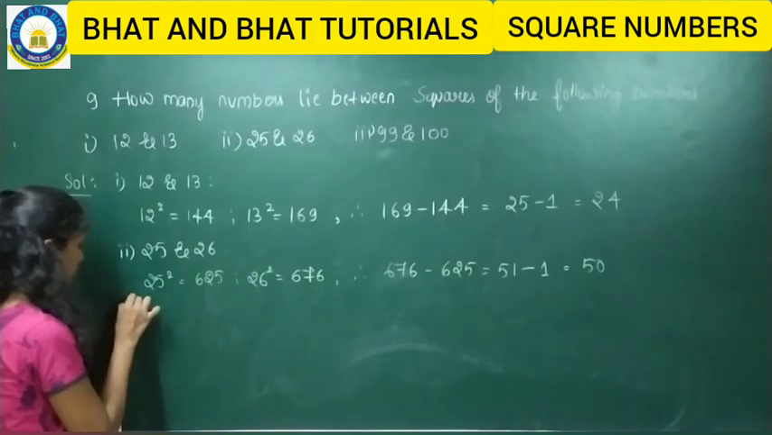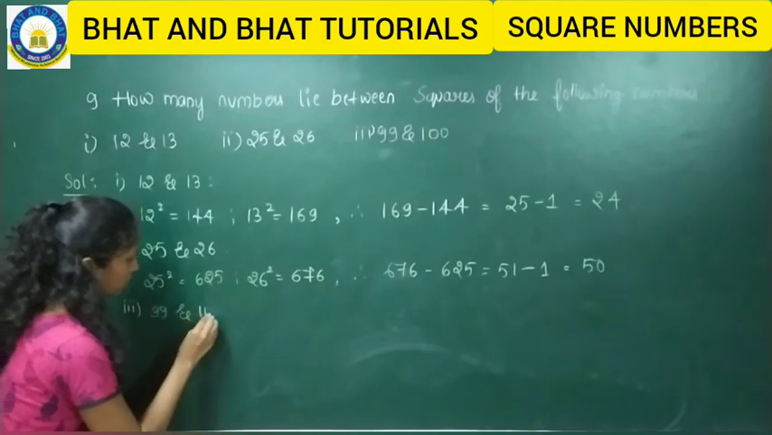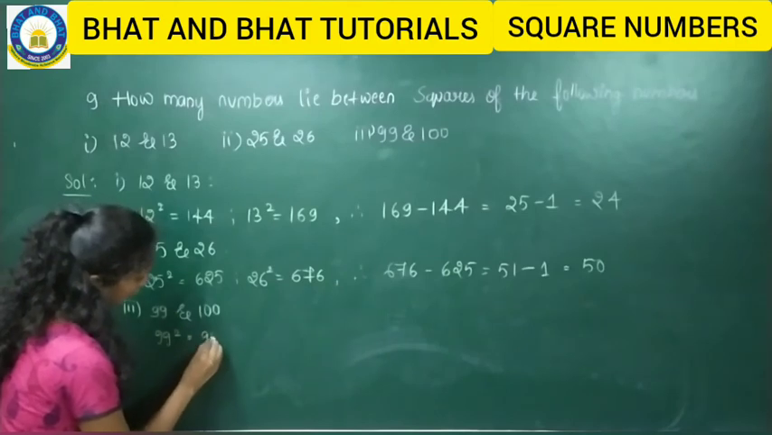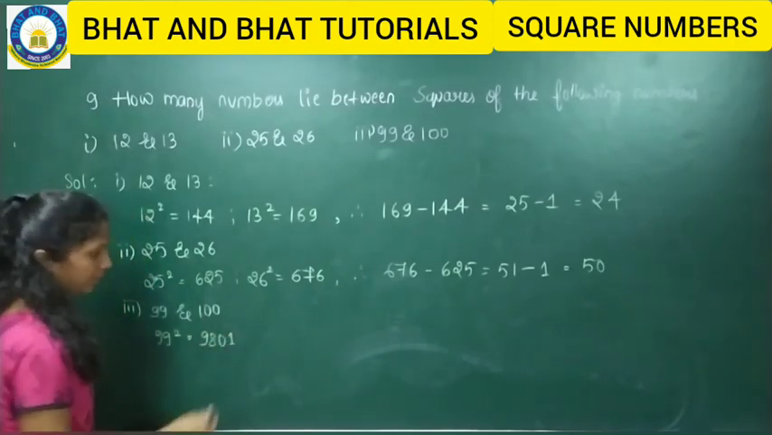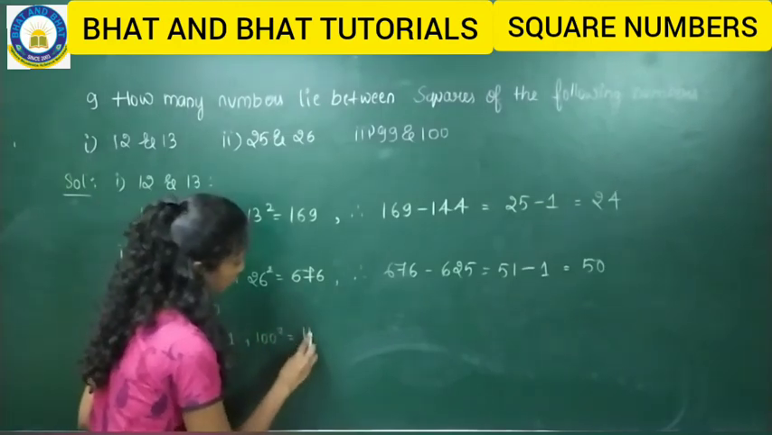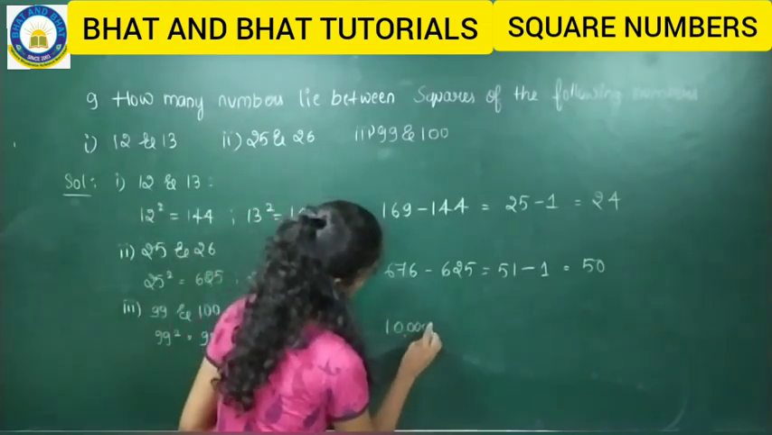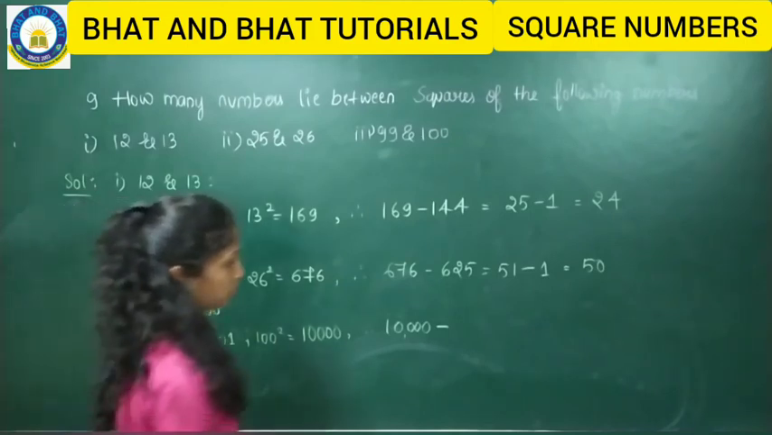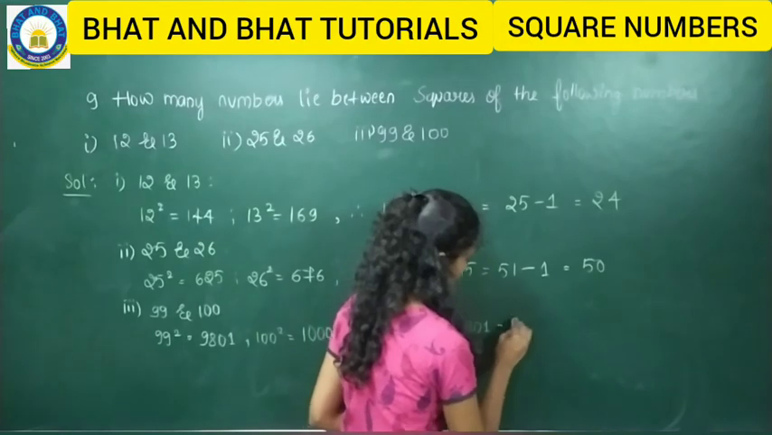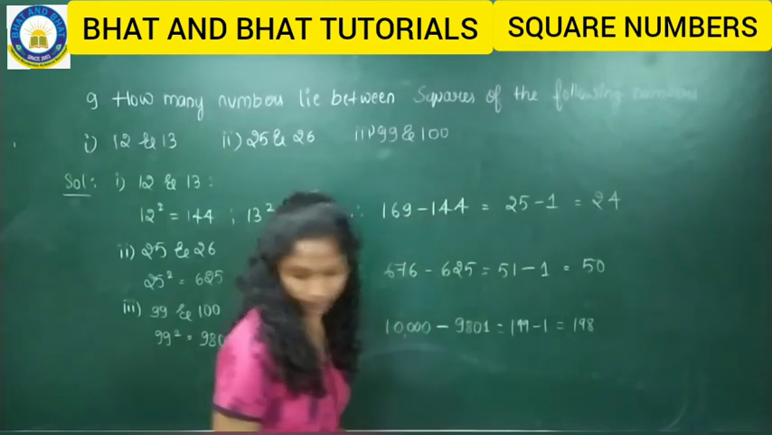And your third question, the last one, that is 99 and 100. Alright, 99 and 100. Find the square of 99. You will get 9801, and for 100 square you will get 10,000. So therefore 10,000 minus 9,801, you will get 199, and you will do minus 1, that is 198.